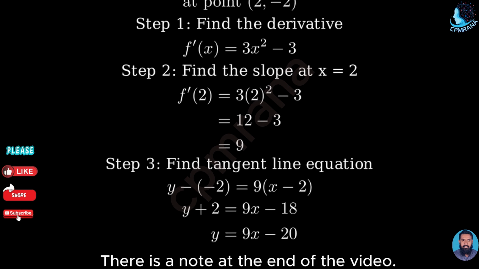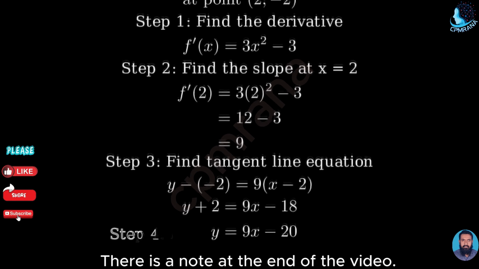Step 4. For the normal line, we need to use the fact that it's perpendicular to the tangent line. The slopes of perpendicular lines multiply to give negative 1. So if our tangent slope is 9, our normal slope will be negative 1/9.